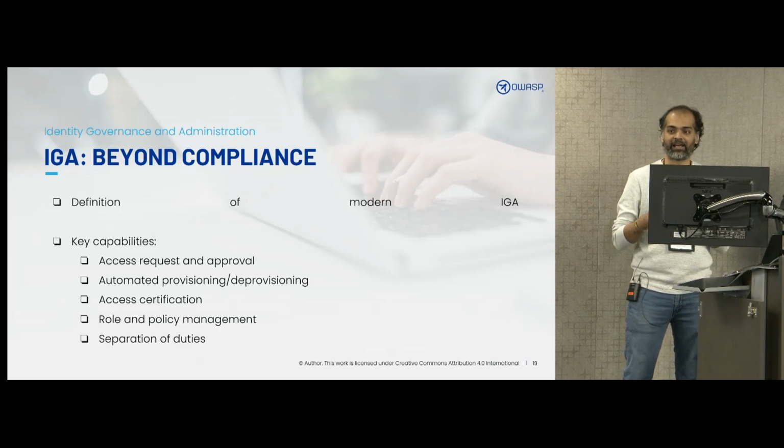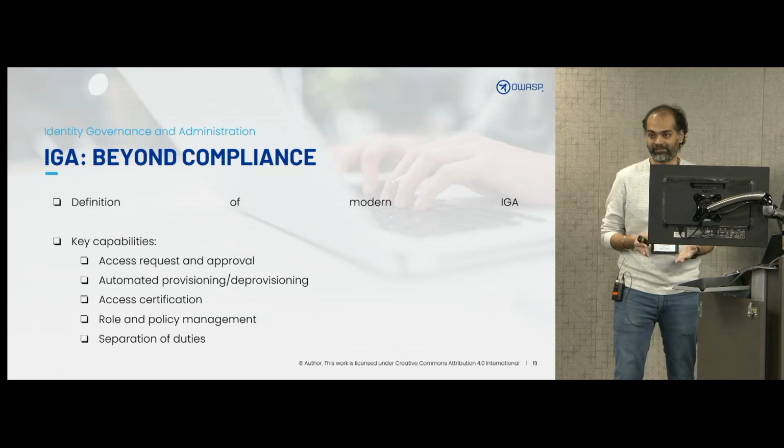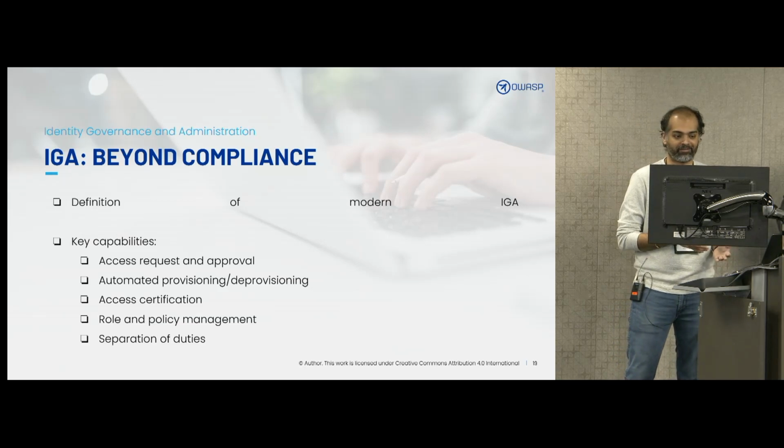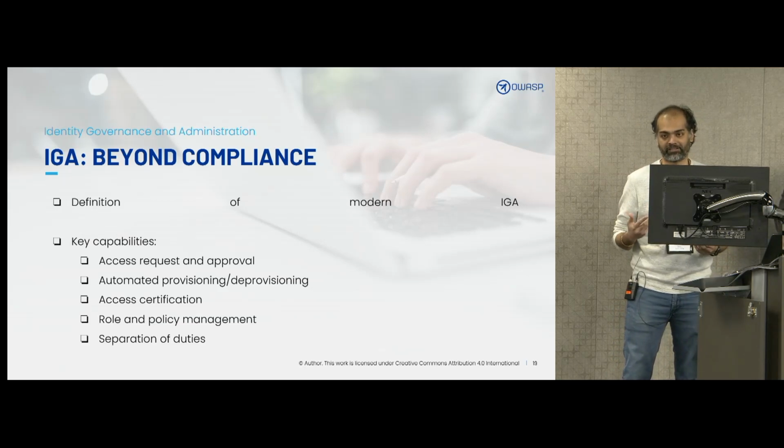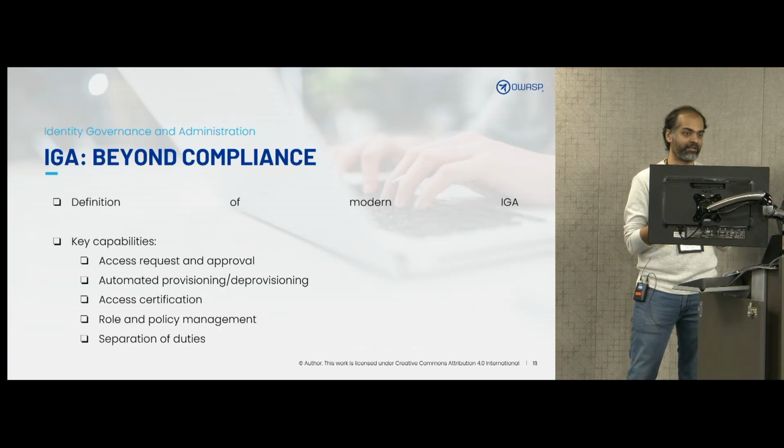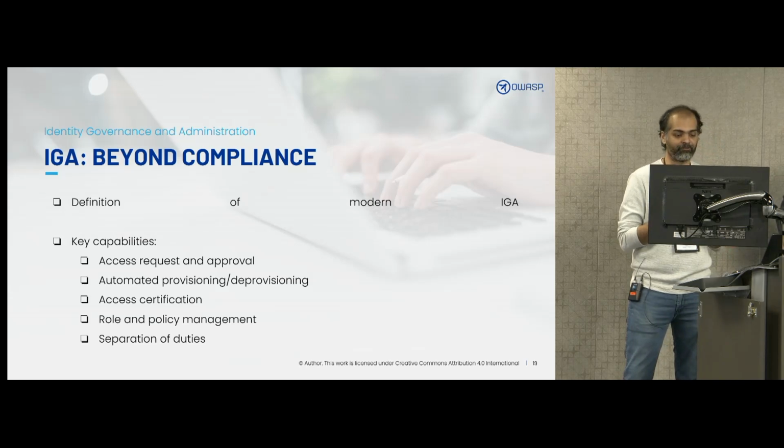Say whether it is a standardized access request or a standardized approval process or some form of automation towards provisioning and deprovisioning those accesses. We also have some form of standard access certification, and the enforcement of these things like role and policy management, as well as segregation or separation of the duties that are performed by each of these layers.